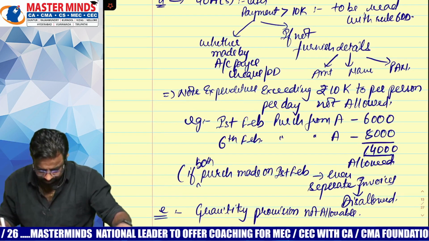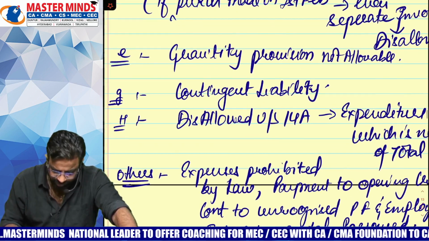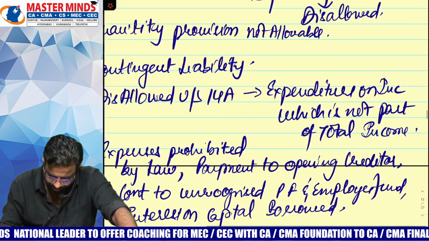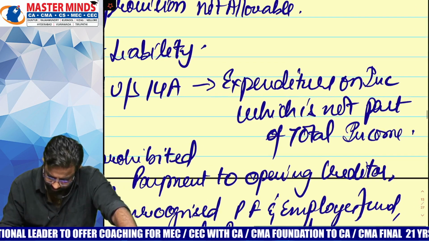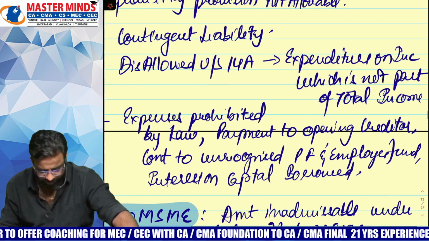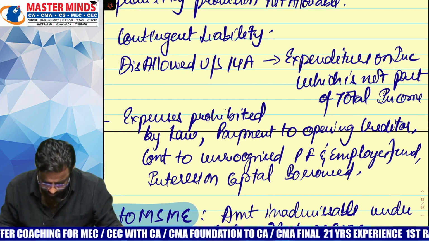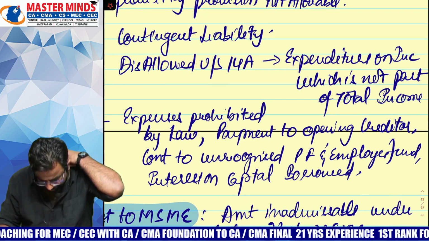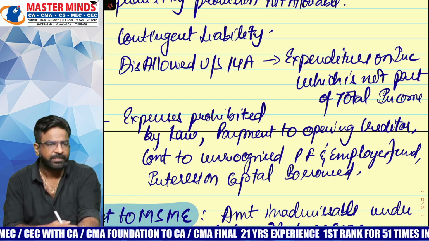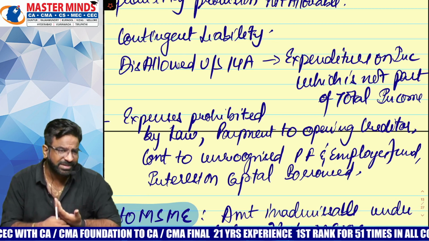ठीक है. Next one, gratuity provisions not allowed, contingent liabilities not allowed, disallowed under 14A relating to expenditures on those incomes which is not a part of what? Total income, and others के case में which are expenditures prohibited by law, payments to the opening creditor, contribution to the unrecognized provident fund, employee fund, and interest on what? Capital borrowed. The list is actually too huge.